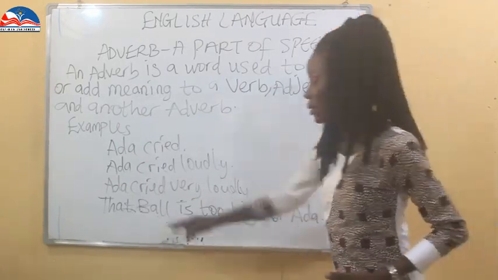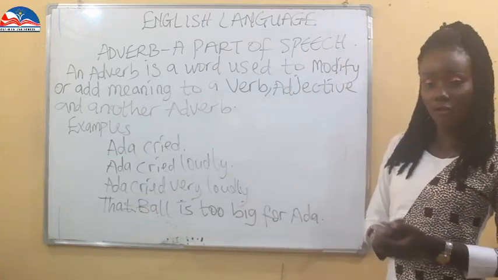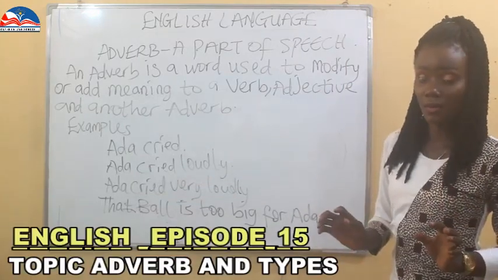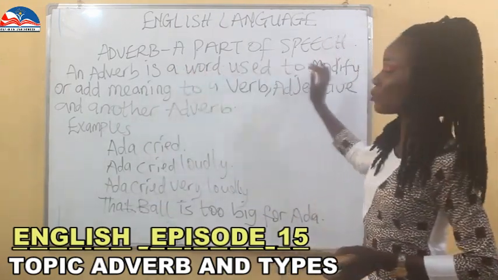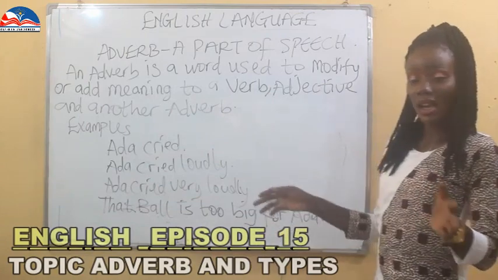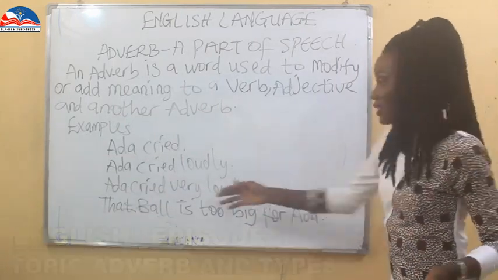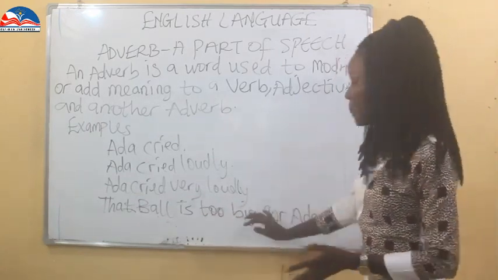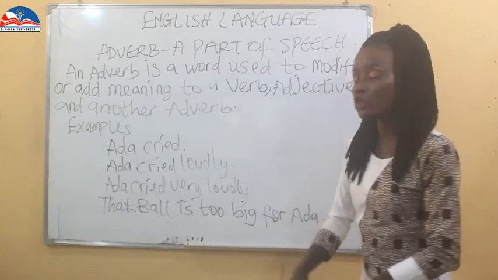To the last example: that ball is too big for Ada. Let's check this. Too is an adverb. Big is an adjective. We said an adverb is a word used to modify or add meaning to a verb, adjective. We're having big to be an adjective. So too is adding meaning to big. How is the ball? That ball is too big for Ada. It is telling us the size of the ball by adding meaning to big. Too is an adverb adding meaning to an adjective, big.